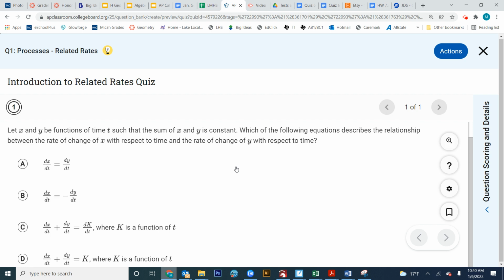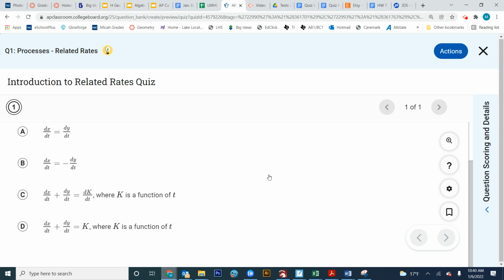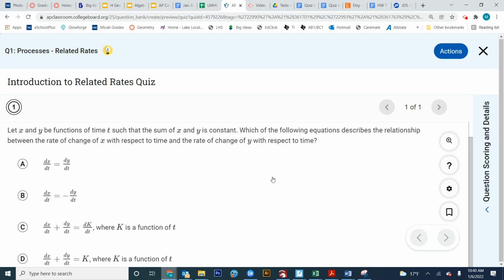That's pretty good. Wow. All right, let x and y be functions of time t such that the sum of x and y is constant. Which of the following equations describes the relationship between the rate of change of x with respect to time and the rate of change of y with respect to time? So take a minute, solve it, we'll vote, we'll go over it, we'll move on to another one.